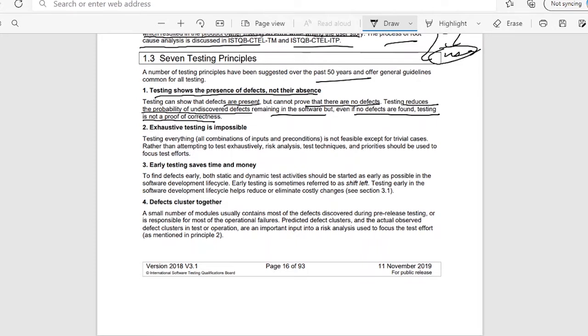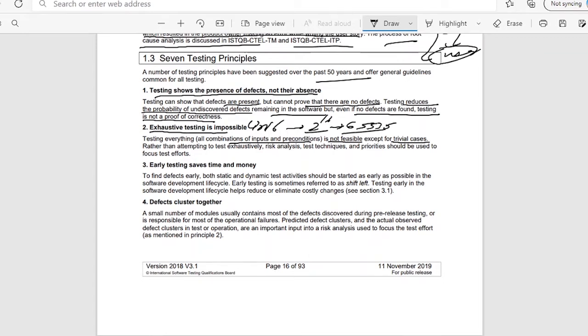The second principle is exhaustive testing is impossible. You cannot test your code for every possible value. For example, if one of your parameters is an unsigned integer 16, so 2 raised to the power 16, that is 0 to 65535, you would have to write that many test cases. It's never possible. You can never test anything exhaustively. Testing everything, all combinations of input and precondition, is not feasible except in trivial cases.